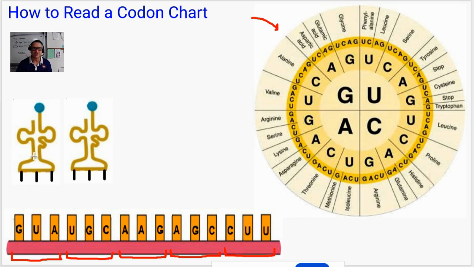All right, so first thing I'm going to do is, here's our tRNA. What's the anticodon that would go with G? UA.